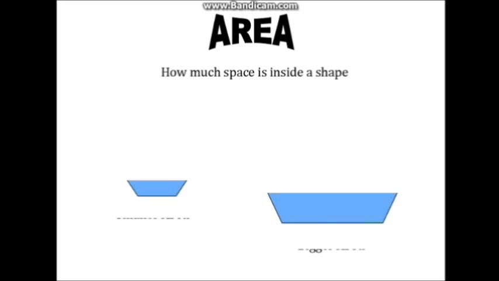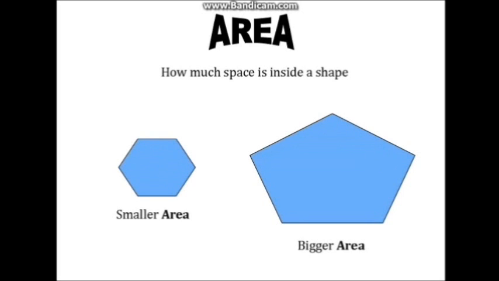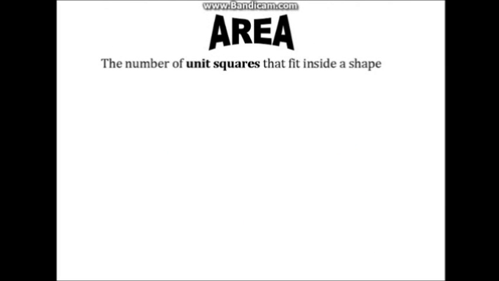Now let's define area. Area is a word that we hear in geometry and it's a measure of how much space is inside the shape. The more precise definition of an area is that it is the number of unit squares that fit inside the shape. What's a unit square? Well, it's a square whose sides all have a length of 1.